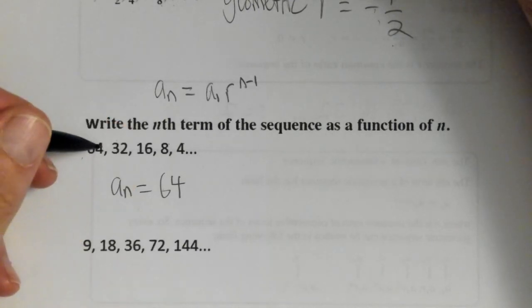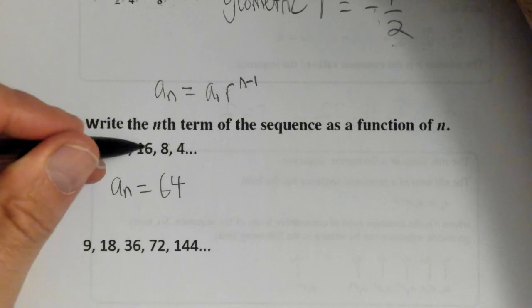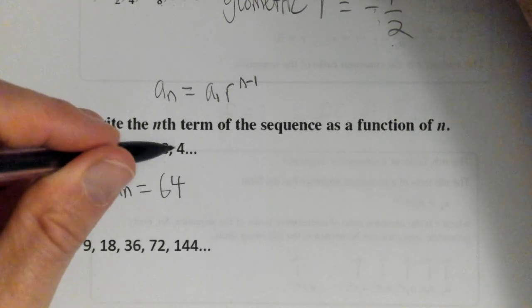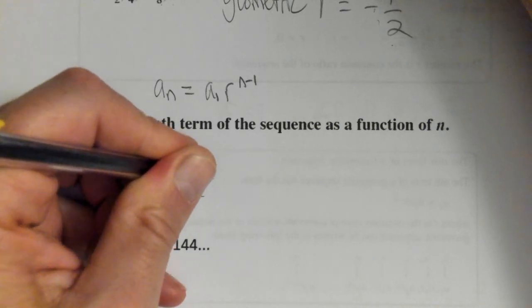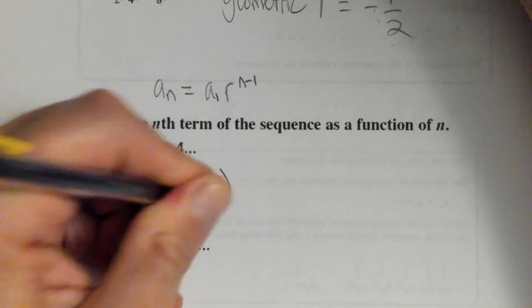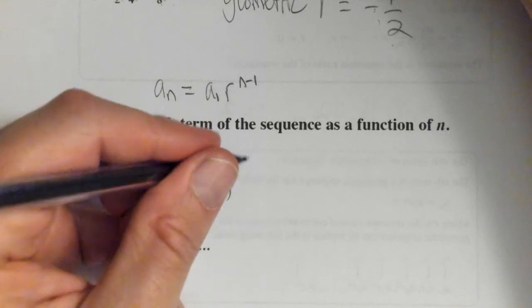Alright, I want to see now if I can find the common ratio between all of these. 64 times 1/2 is 32, times 1/2 is 16, times 1/2 is 8, times 1/2 is 4. So I think we got our common ratio, it's 1/2. Now I need to raise that to the n minus 1 power, and we're done.